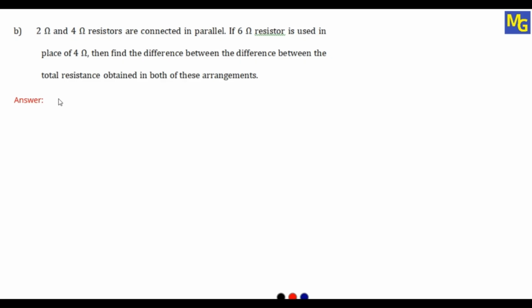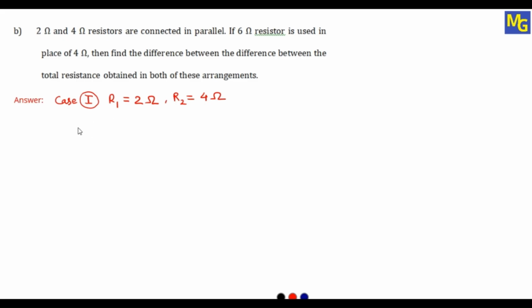So we will write case 1 first. Now what are the resistors we have here? First we will write R1, first is 2 ohm, and then we have R2, and that is how much? 4 ohm. And these both are connected parallelly.